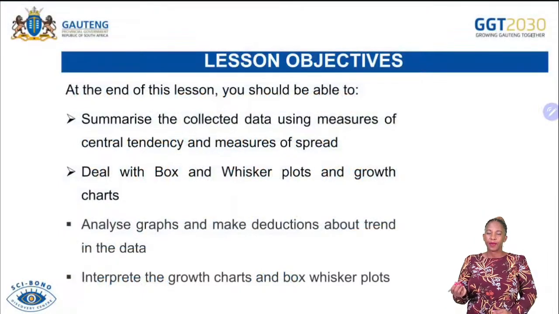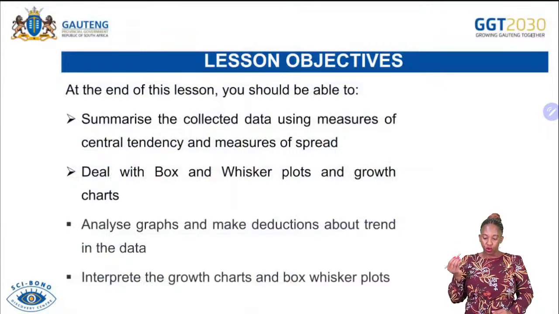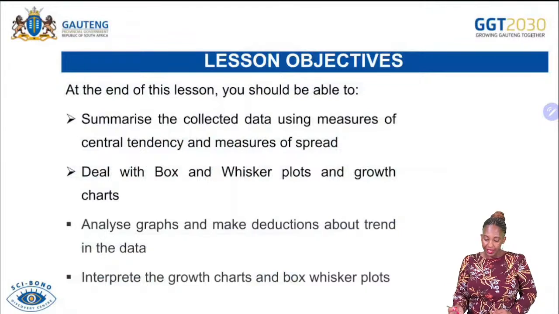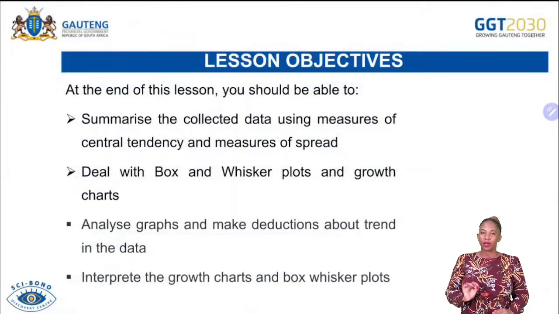Boys and girls, this is the easiest topic. By the end of this lesson, this is what you should be able to do. Summarize the collected data using measures of central tendency and measure of spread. Deal with box and whisker plots and growth charts. Analyze graphs, make deductions about the trend in the data. Interpret the growth charts and box and whisker plots.